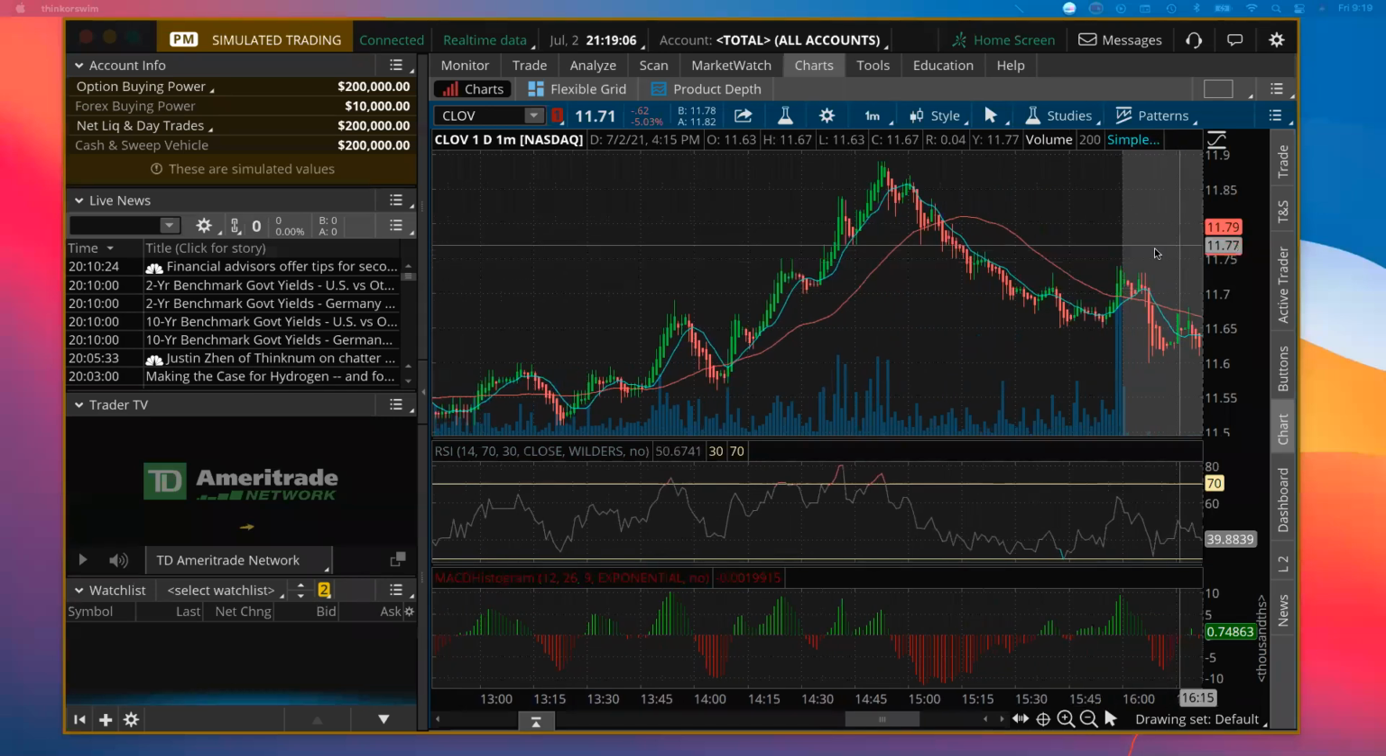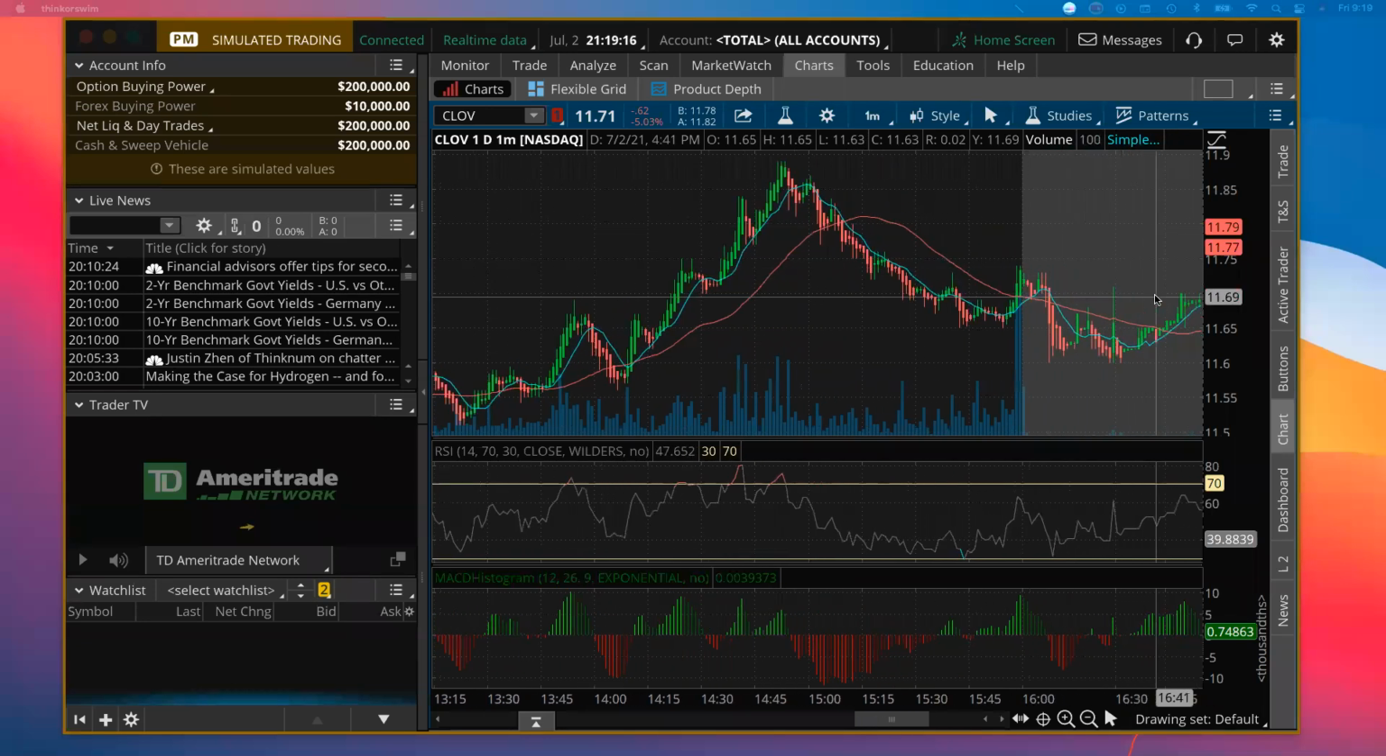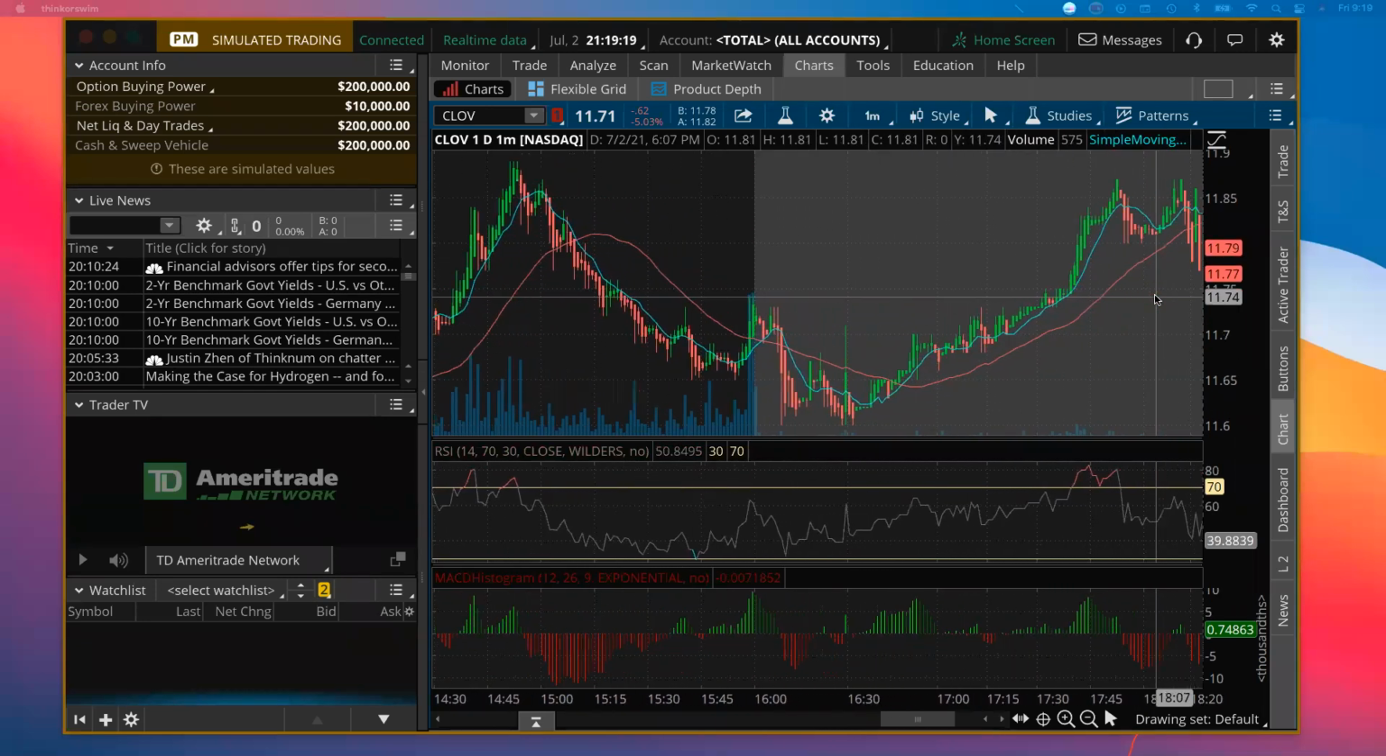Now, obviously, the day ended at 1173. You bought it around 1130. You're going to be in the green. For you now, you have to watch after hours, which keeps going up.